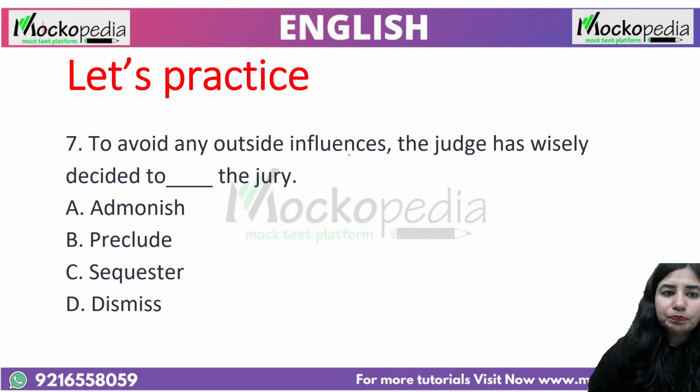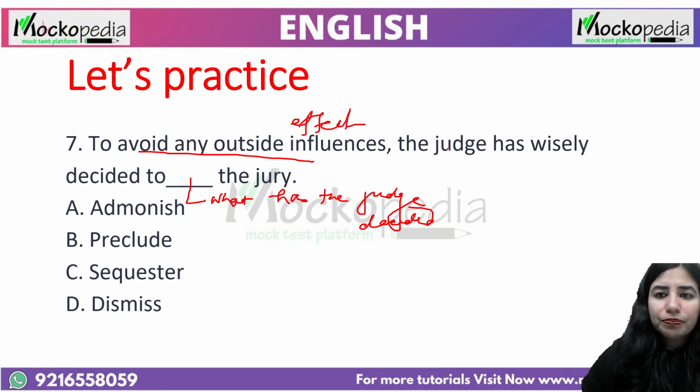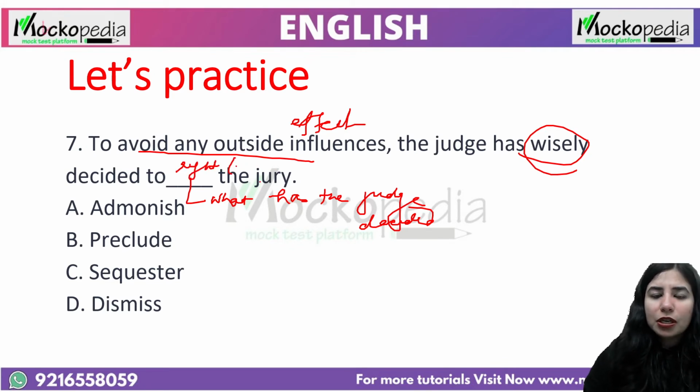So let's discuss. Now, to avoid any outside influences, the judge has wisely decided to dash the jury. So, what is the decision of the judge? That's what we would want to know, right? What has the judge decided to be done with the jury, right? Now, what is the additional information? He wants to avoid any outside influence. Influences: impact or effect. And the decision is wise also. That means something rightly has been done. It would be a positive word, one that says the decision was to help the jury so that it doesn't get affected by any outside influence, right?